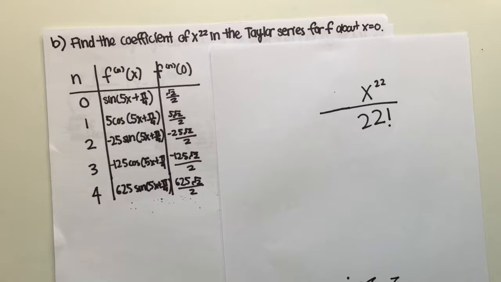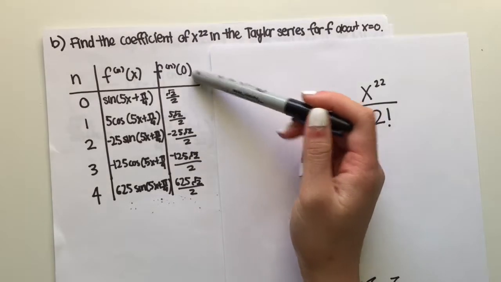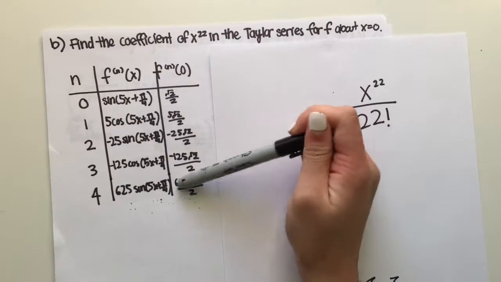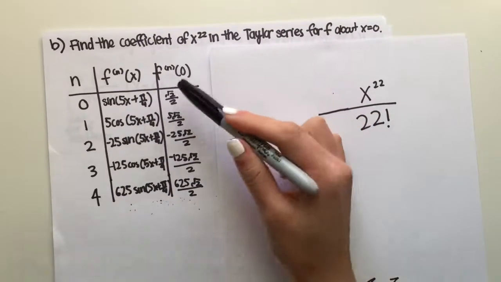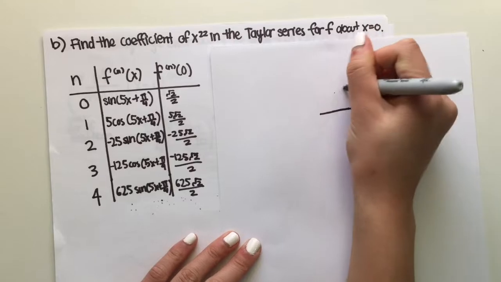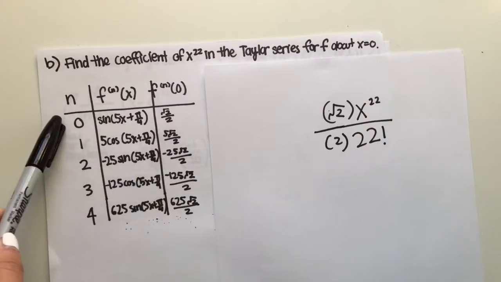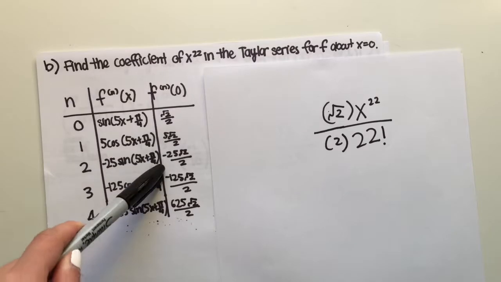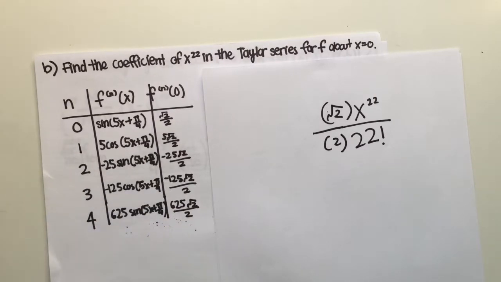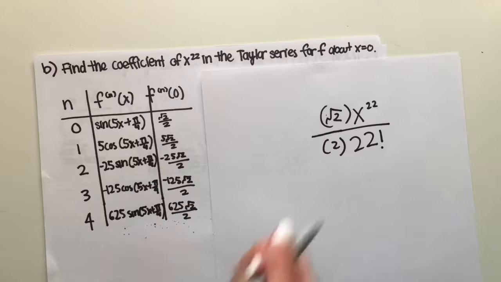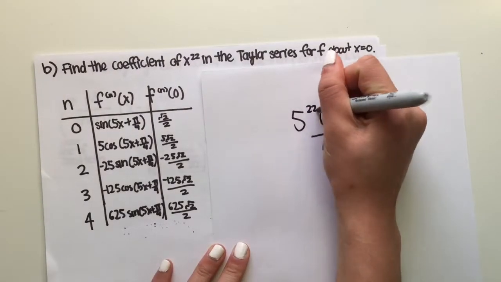In order to find the 22nd derivative of f, we can look at the table that we made back in part A and find a pattern. So from this table, we can see that the coefficient is always going to have the square root of 2 over 2 in it, so we can add that to our coefficient. We also see the pattern of 5 to the nth power, from 5 to the 1, 5 squared, and 5 cubed. And so we know that this is going to be multiplied by 5 to the 22nd.